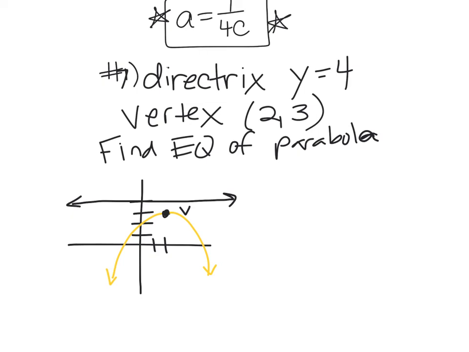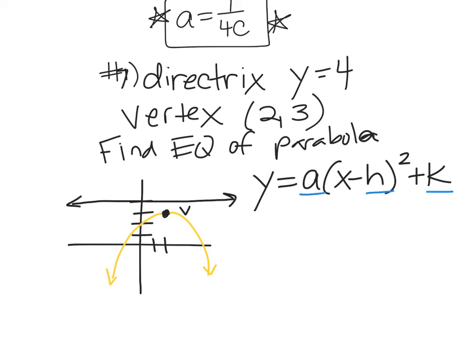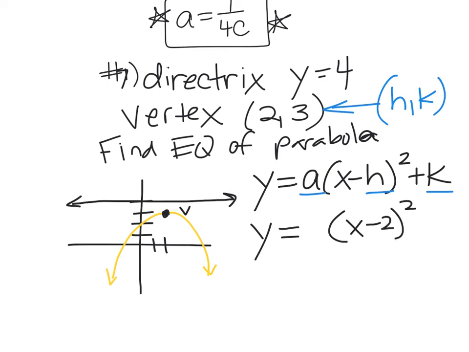So now I know that I have to use this formula: y equals a(x minus h) squared plus k. My job now is to find out 3 things: what a is, what h is, what k is. Well, I already have h and k. What is h and k? The vertex. This right here is (h, k), the vertex. So let's plug that in. y equals, leave a blank for now, we don't know what a is, (x minus 2) squared plus 3.